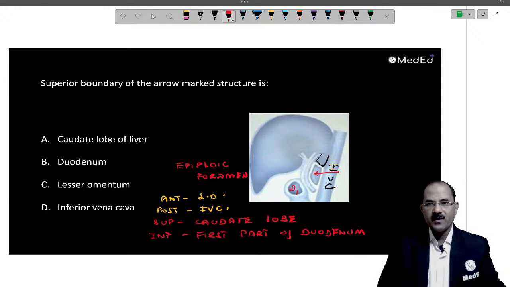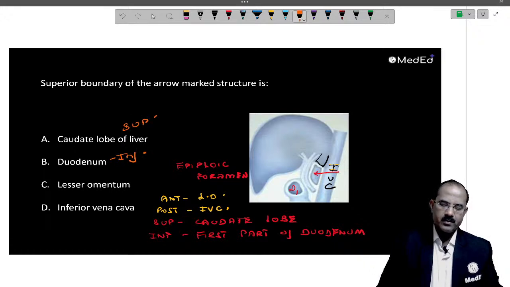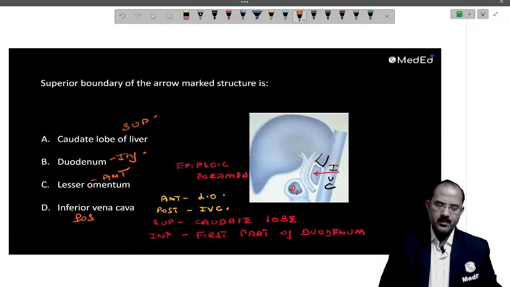Okay, am I clear? So just try to understand this. Caudate lobe of liver is the superior boundary. Duodenum is the inferior boundary. Lesser omentum is the anterior boundary, and inferior vena cava is the posterior boundary.